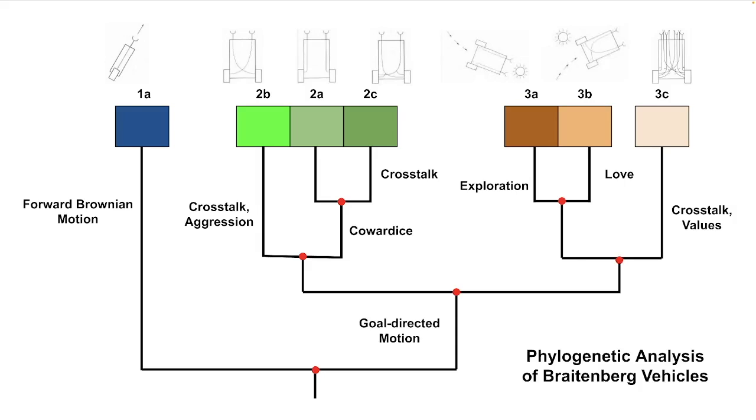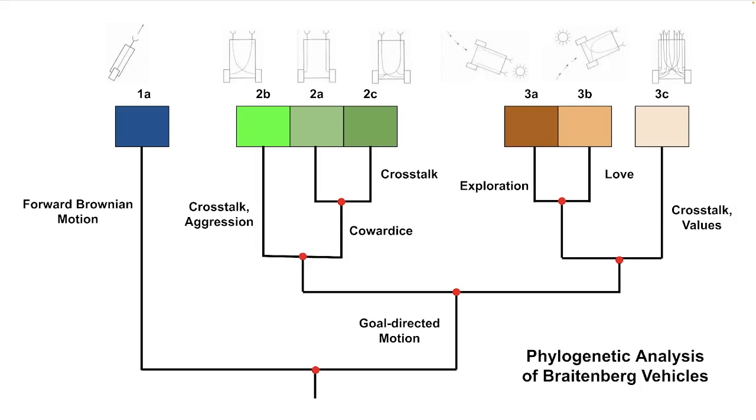When we talk about phylogenetics, we're talking about a tree, and more specifically a tree that summarizes the morphological aspects of embodied agents, as well as the behaviors of embodied agents. So we see here that this is a phylogenetic analysis of Breitenberg vehicles as proposed by Breitenberg in his book on Breitenberg vehicles. So we have things classified here in terms of their behaviors and in terms of their morphology.